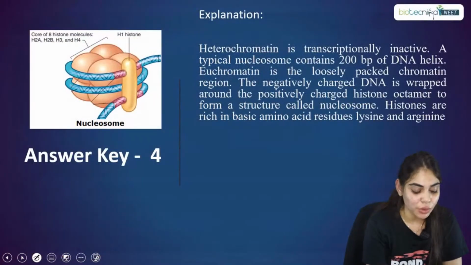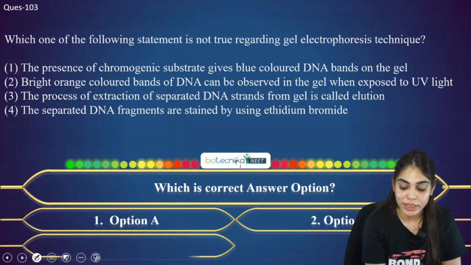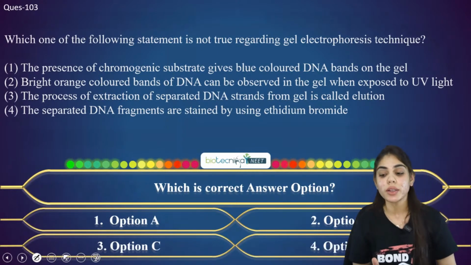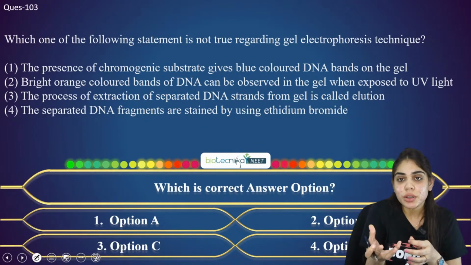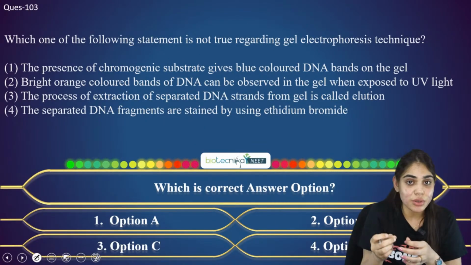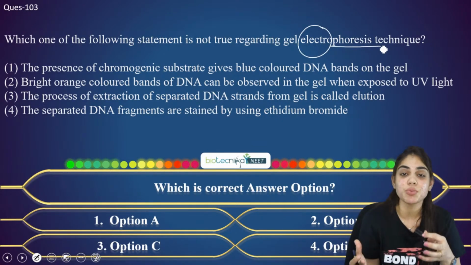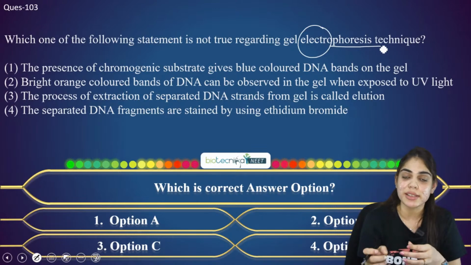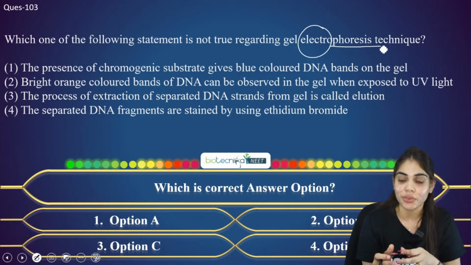So now let's move to question number 103. What is this question about? This question is about DNA electrophoresis. Now we all know that electrophoresis is a technique used for the migration of charged particles under the influence of an electric field. Electro means electric field, phoresis means movement. Here the charged particles such as genetic material, DNA and RNA, are moved under the influence of the electric field.